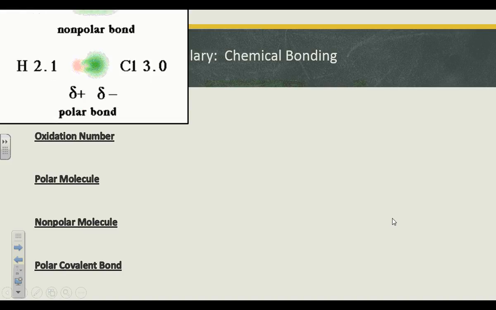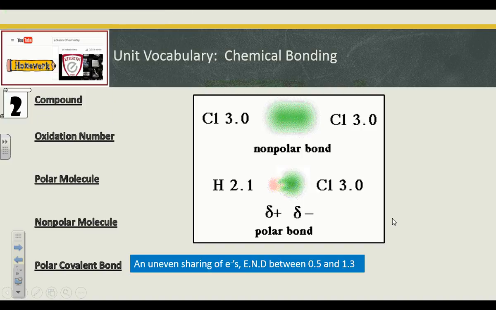Our polar covalent bond. These values are electronegativity values. A polar covalent bond shows you there's a difference in the electronegativities. Chlorine has a higher effective nuclear charge, so it pulls all the electrons towards it more often. So that's a polar covalent bond. It's uneven sharing of electrons. The electronegativity difference is between 0.5 and 1.3. We're going to practice that a bunch so we really get it.